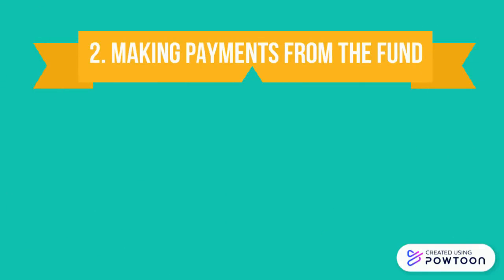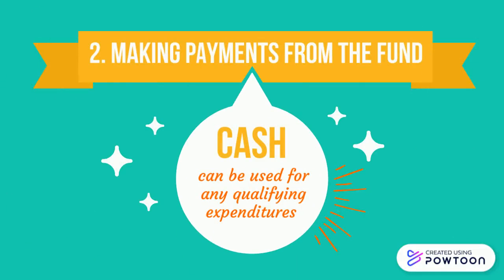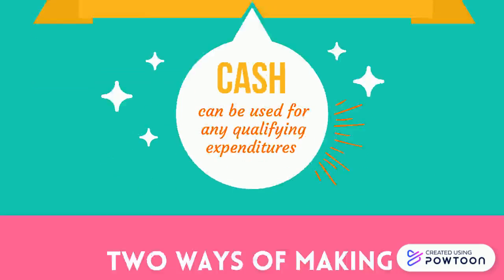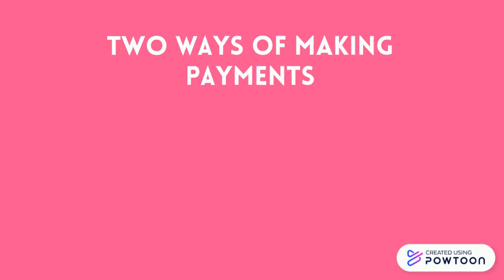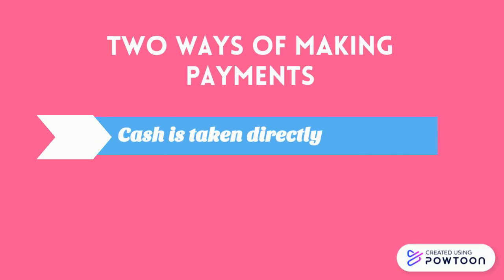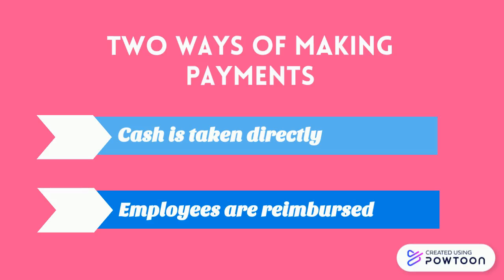Now moving on to step 2, making payments from the fund. After the fund is established, the cash can be used for any qualifying expenditures. Payments are usually made in one of two ways. Cash can be taken directly from the fund to make payments, or employees can seek reimbursements from the fund for payments they have personally made.